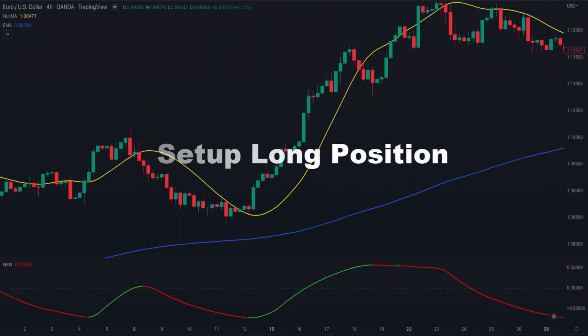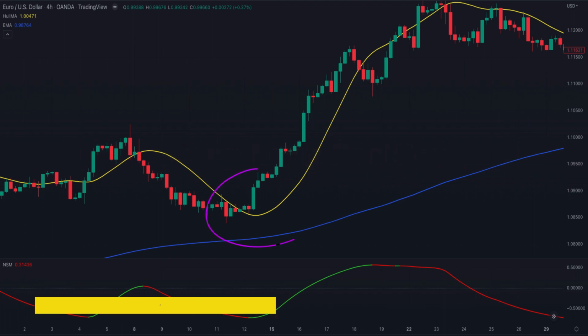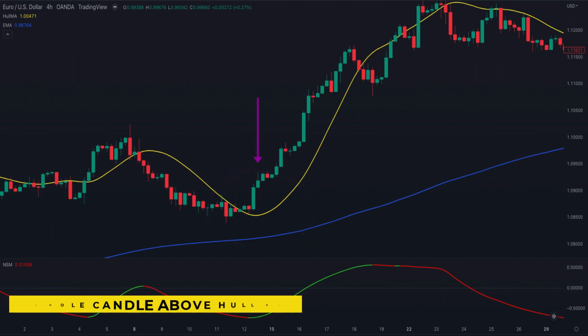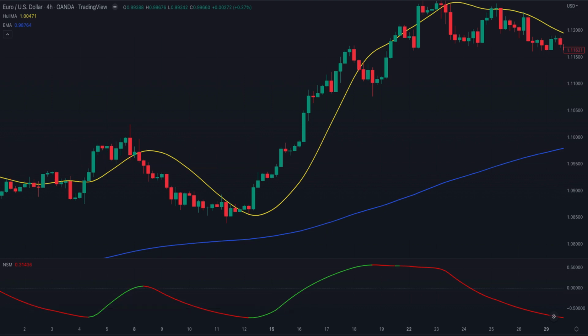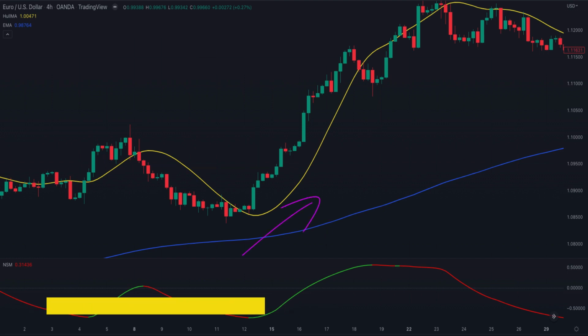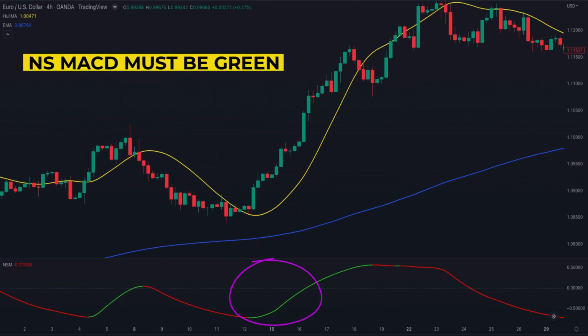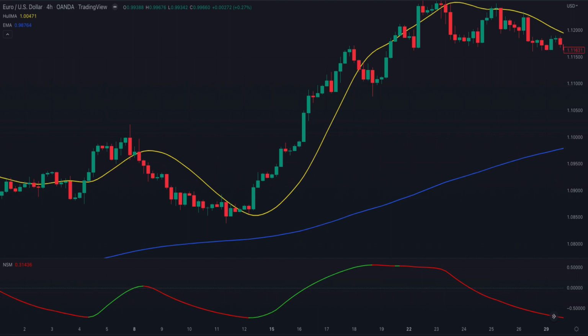Now, let's see the rules for a long position. First, price must be above the 200 period exponential moving average. Second, we wait for a whole candle, at least open and close, above the Hull moving average. Third, the slope of the Hull moving average must be positive. Fourth, the normalized smooth MACD must be green. Finally, we place a buy order at the close of the candle.